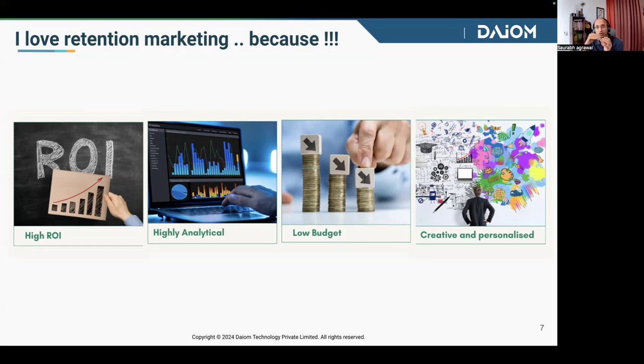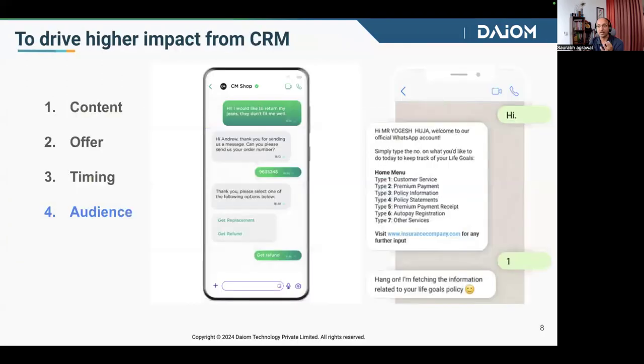So building the right hooks to gather the customer information is the step one to start the journey of CRM. But today's CRM session is focused on retention marketing. But in CRM, there are four key things to see. The first is how to drive business impact. CRM has four key things. One is content. Content is the hero. If you send poor content out, you will not get results.